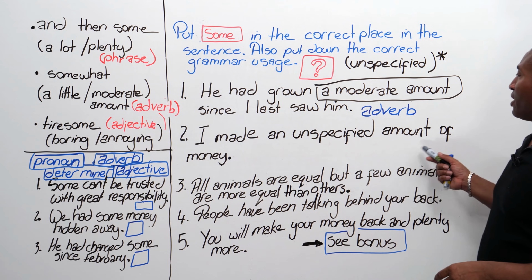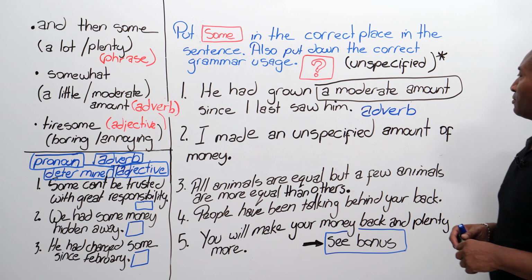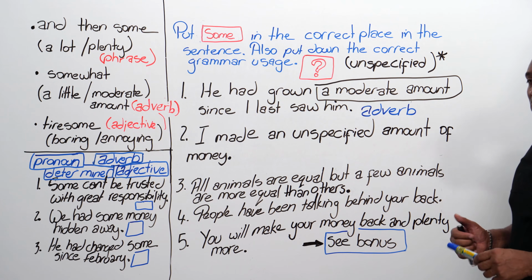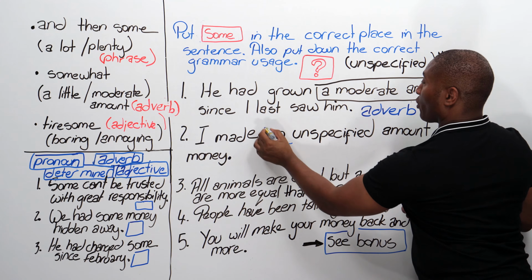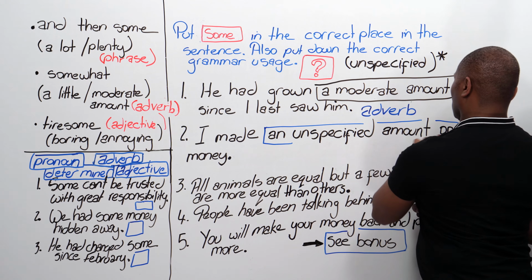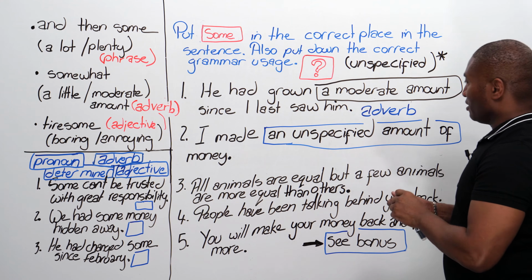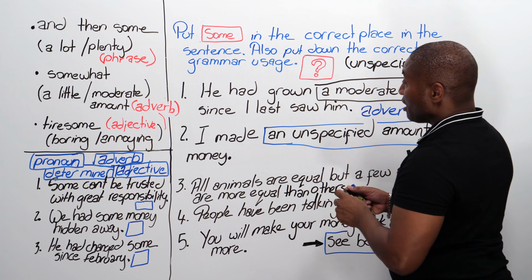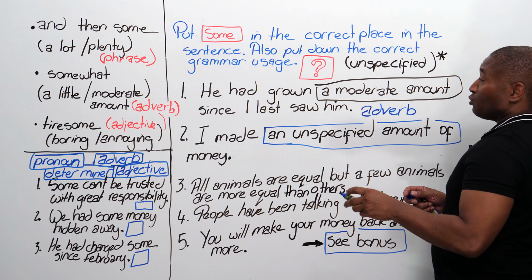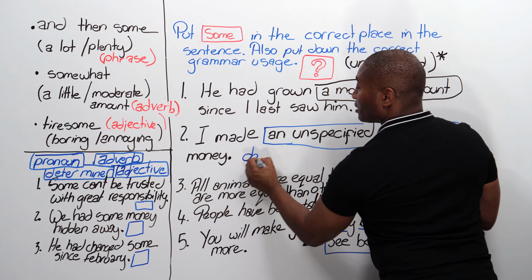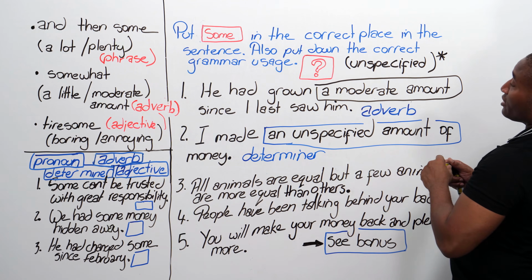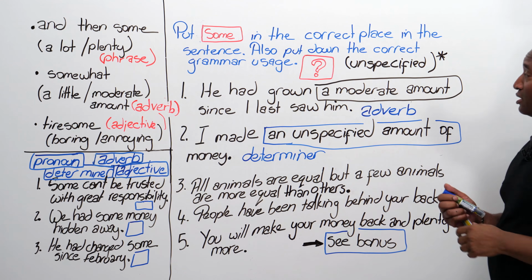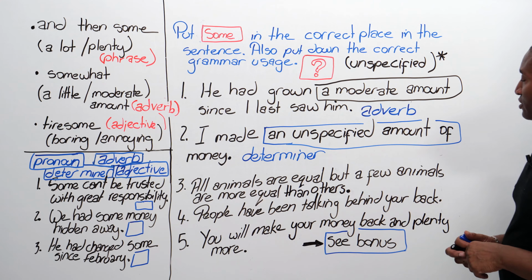I made an unspecified amount of money. What would that be? And look at this. We're going to go like this. I made. Whoa. Look at that. We can get rid of all of that, and we can just say some, all right? And what would that be? Some? It would be a determiner, right? So in this case, determiner. How much money? Some money, right? What else can we replace here?